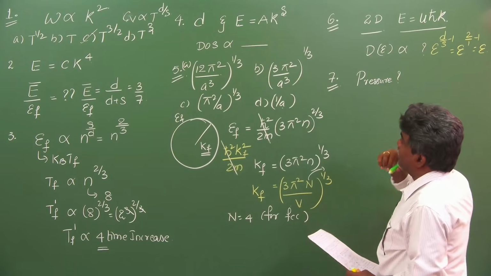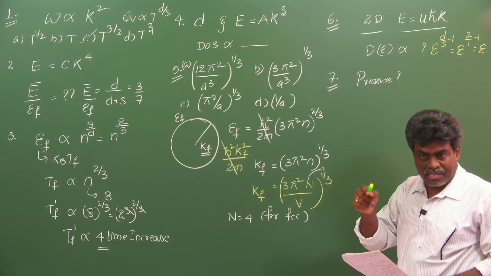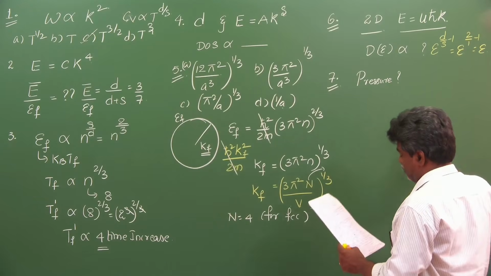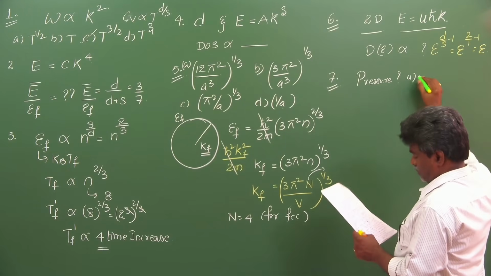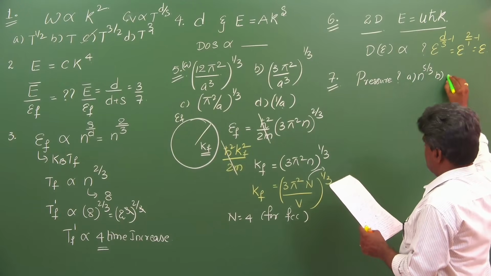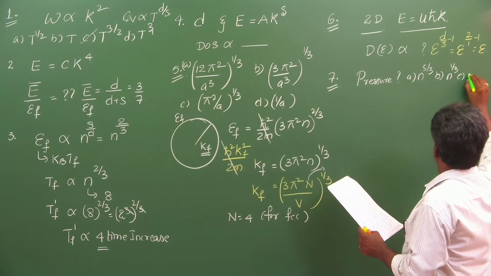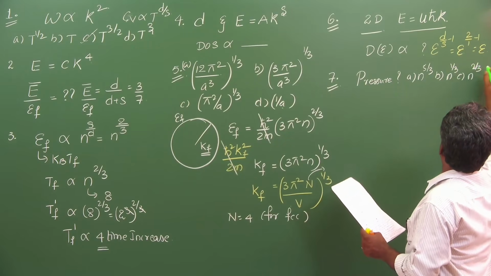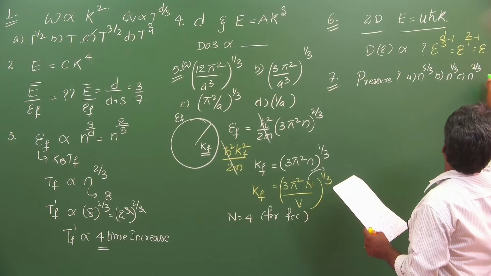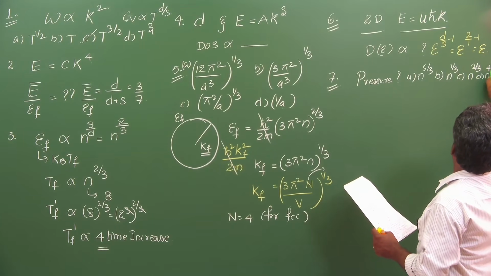Till now we have done energy and density of states, but here it is asking for pressure. Don't get tense. So, the options: A, N power 5 by 3; B, small n power 1 by 3; C, small n power 2 by 3; D, small n power 4 by 3.